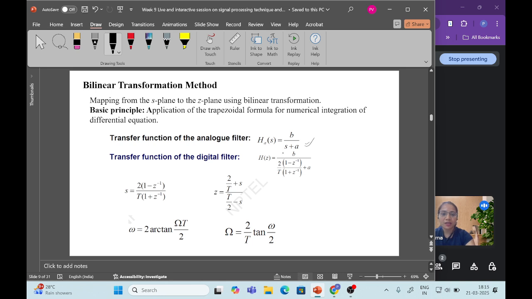That means in the place of s we are placing this expression. This is the conversion factor from the S domain to the Z domain, that is the mapping from the S plane to the Z plane, and consequently we can get the Z value from this equation. Okay, and ω we can determine by 2 arctan(Ω T divided by 2), where ω is the digital domain frequency, and we already know the analog domain frequency Ω is (2/T) tan(ω/2). Okay, so this is the basic information that we will use while solving our problems.